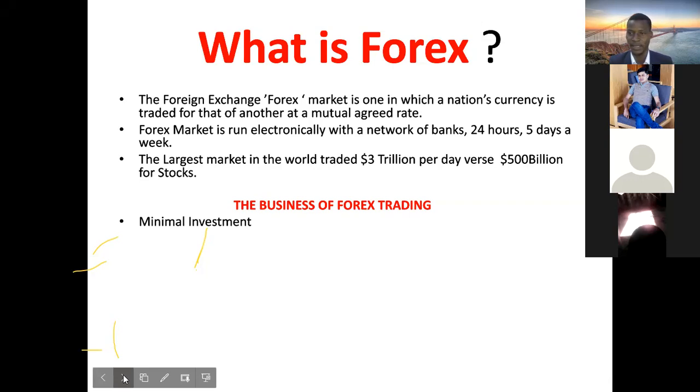Minimal investment. With Forex, you can start with as little as $200 or $100. Some brokers allow $50 or $20 or $10. If you want to start any business, even a restaurant business, you need a bigger amount of money than $200 or $50, depending on the environment. Forex allows you to start this business with minimal capital, a minimal capital of $200.